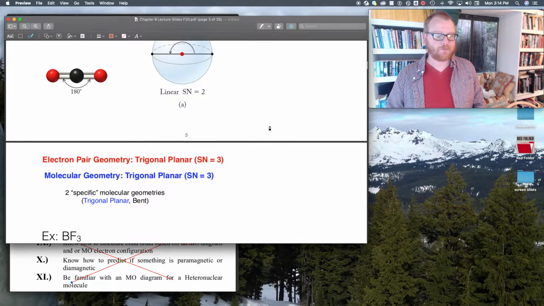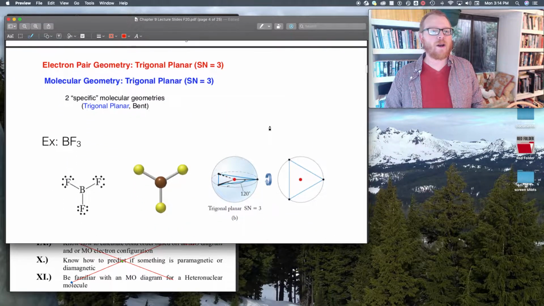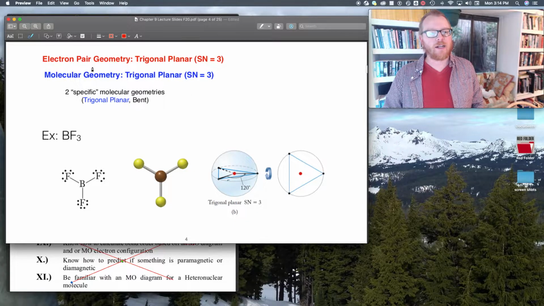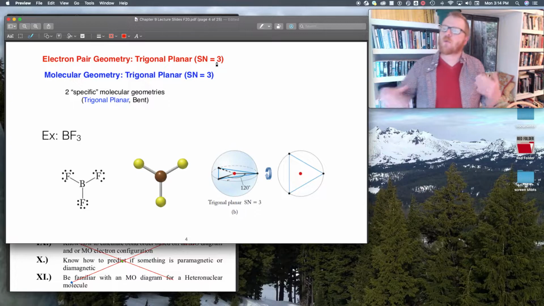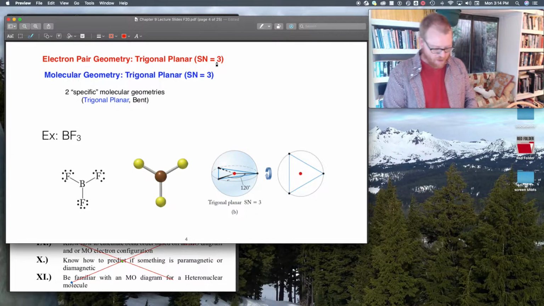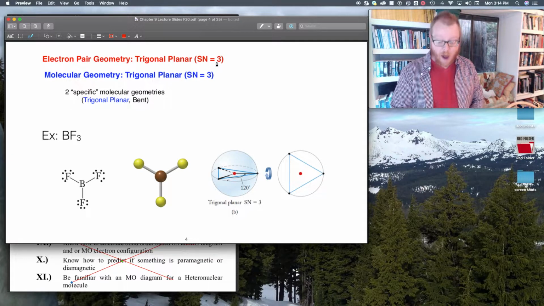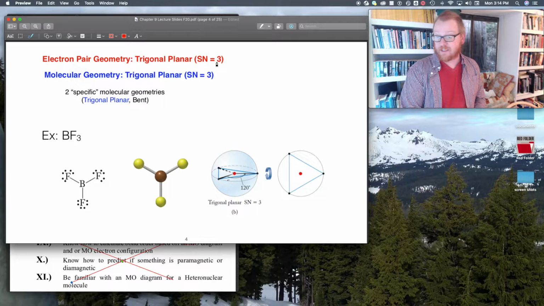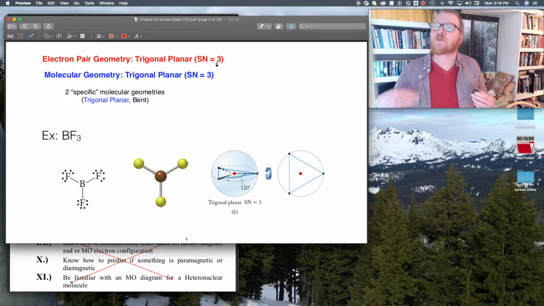So let's move on, okay? So now, what about if we have an electron pair geometry that's 3? And by the way, by saying this electron pair geometry, we're really talking about the bonds that are in each one of these, the electrons that are in each one of these bonds, right?